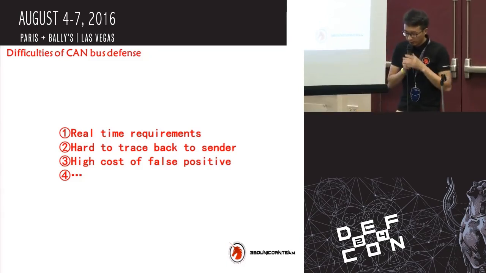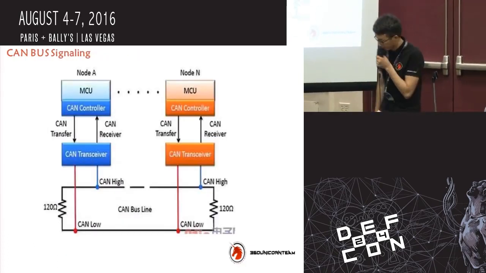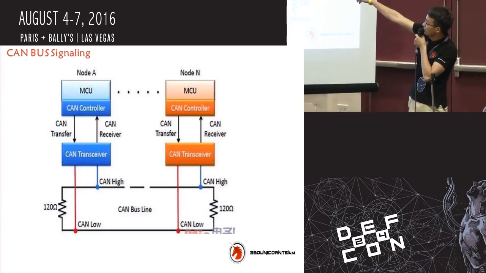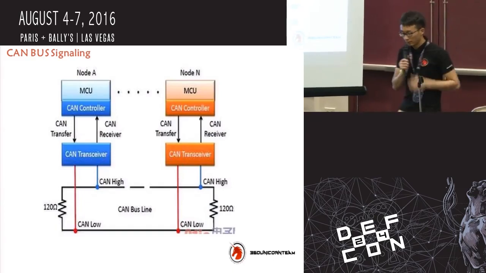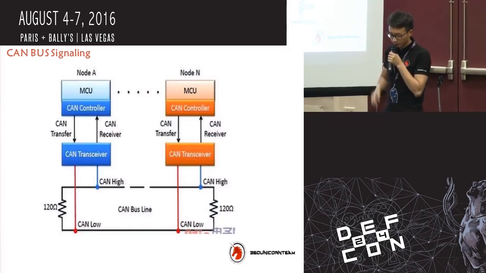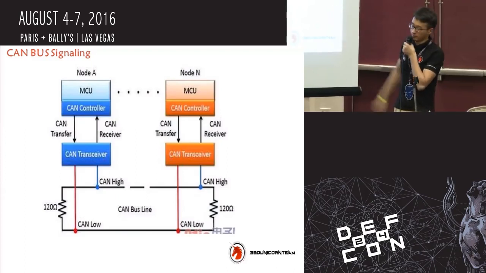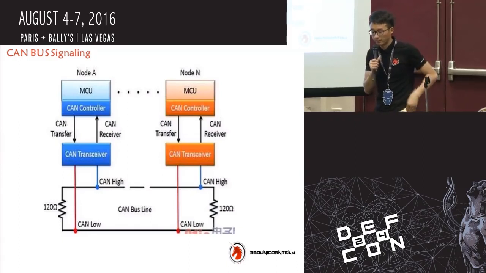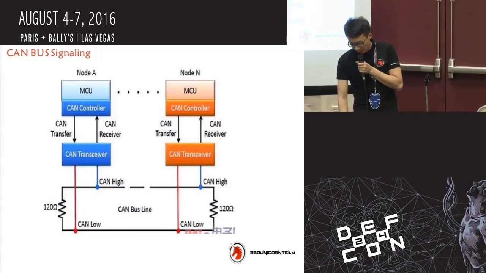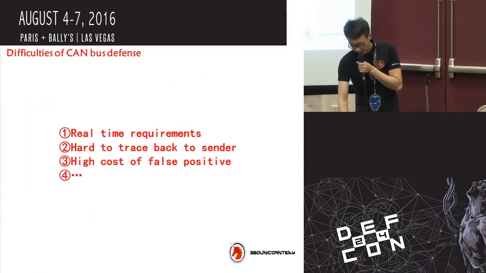So the difficulties of CAN bus defense: as you can see from the network architecture here, if you detect something malicious, for example, you detect that node A is transmitting malicious packets, how do you defend against that kind of attack? You cut off the communication of node A. For example, if node A controls the engine and you block the communication of that module, the car will malfunction. So it's hard to simply block the communication.